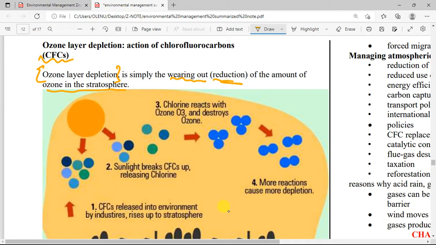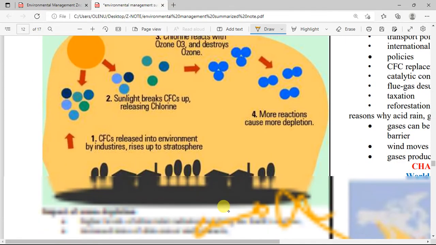You see, ozone, as we said initially, is made up of O3. So what will now make these three atoms of oxygen reduce, wear out, or break down into smaller molecules will cause a depletion in ozone. So let's look at the process involved.